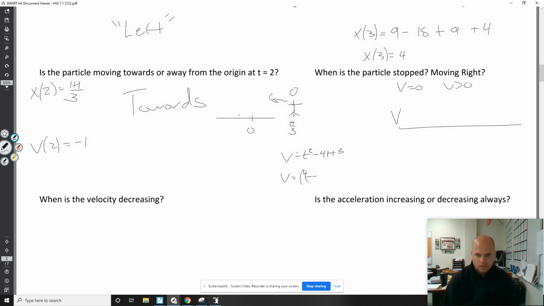Factor: t minus 3, t minus 1. I got 1 and 3. That's when I'm stopped. My velocity is 0. Signs: positive, negative, positive. How do I know that? Do some test points. We know the multiplicity is 1. Remember all that stuff? If the multiplicity is 1, you just check one sign. You know you're going to change signs.